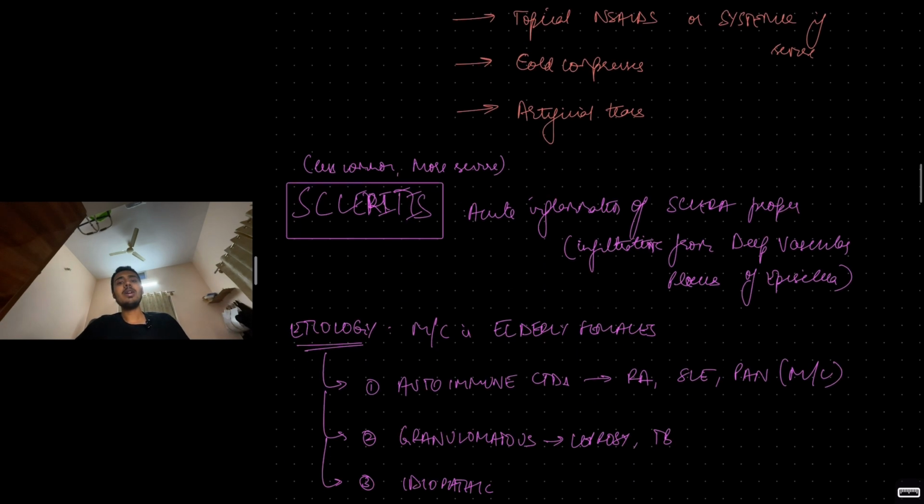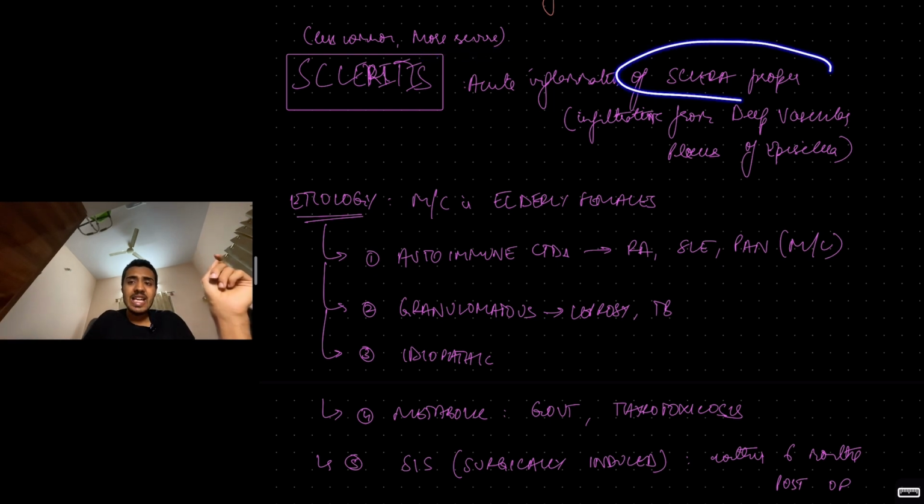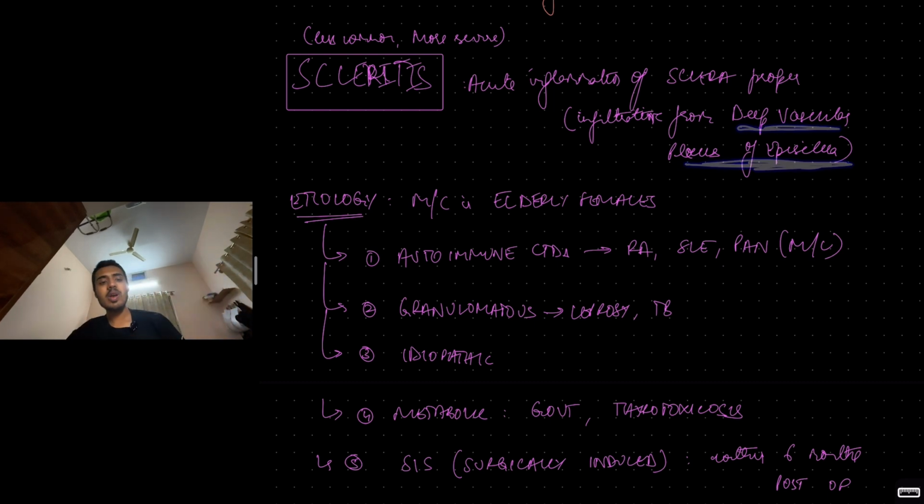Next, coming to scleritis. Now, scleritis is less common but is way more severe. It is the acute inflammation of the sclera proper. But the sclera proper is avascular. So, how is it getting inflamed? Because of the infiltration spreading from the deep vascular plexus of the episclera. The deep vascular plexus of the episclera is very, very close to the sclera proper. So, from there, there is acute inflammation of the sclera proper, resulting in scleritis.